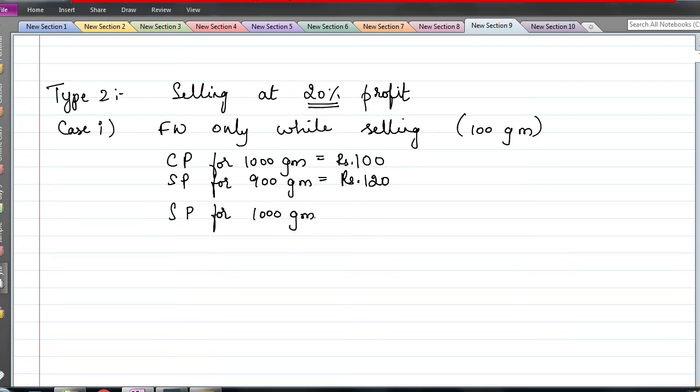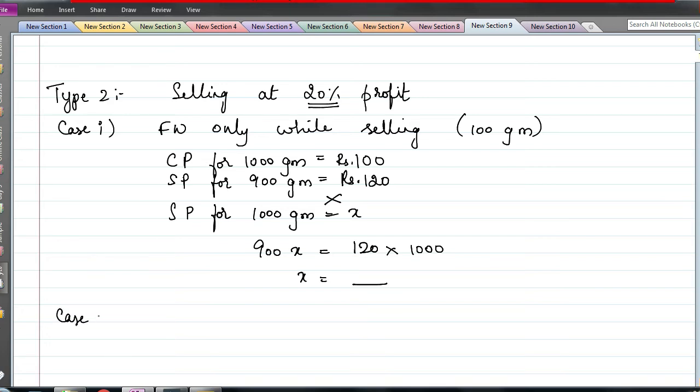Let us take this as x. Now cross multiplying these two, we get 900 into x is equal to 120 into 1000 grams. So simplifying this, we will get the answer for x, which is actually the selling price for 1000 grams of this quantity. Now difference between this selling price and cost price is going to be your profit percentage.